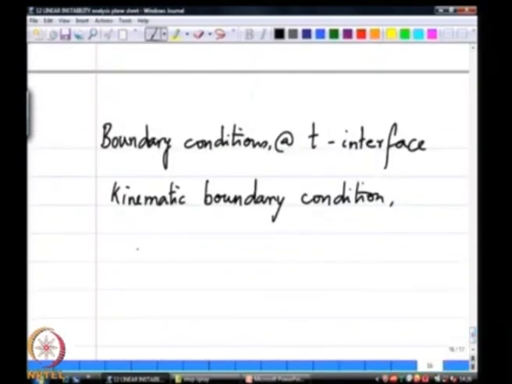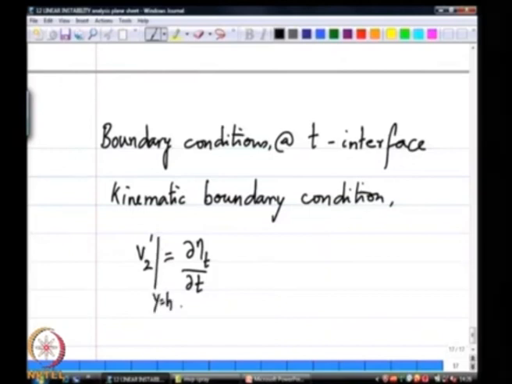From the direction of fluid 2, what I know is that V 2 prime, which is the y direction velocity in fluid 2, has to equal the partial derivative of eta t with respect to t. This is evaluated at y equal to h.